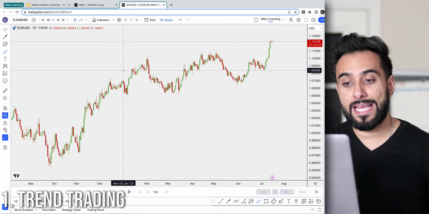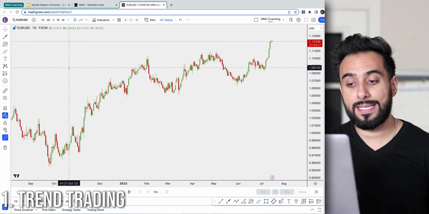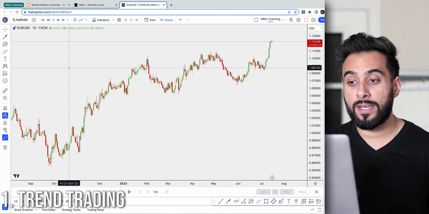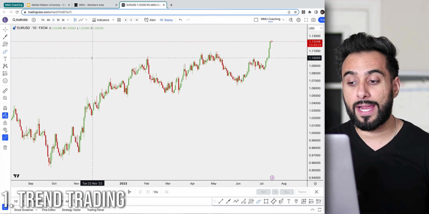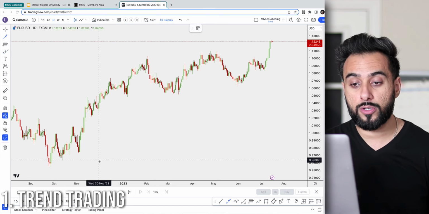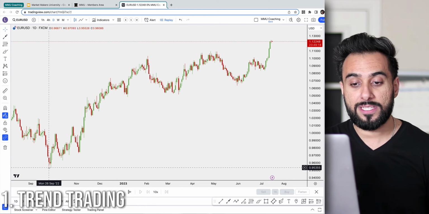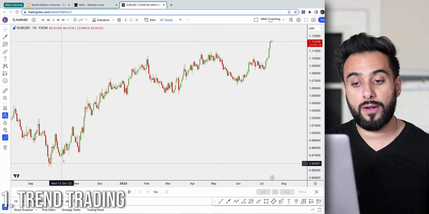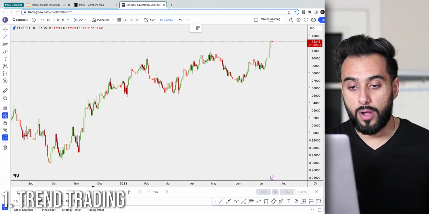Now let's talk about another example. Here we are on Euro USD, same concept. If you see a trending market such as this, you want to be able to find the extreme lows in order to draw your trend line. So we see some obvious lows that are getting higher and higher here. So we can just simply draw a trend line.